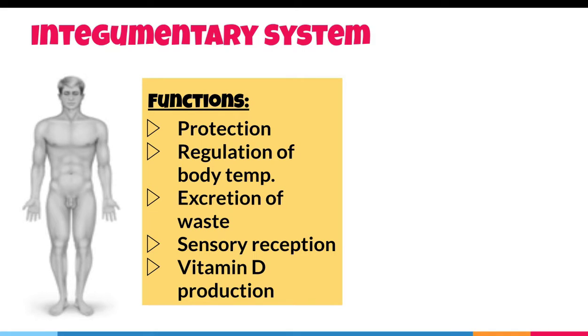The first is protection against foreign invaders or pathogens, so viruses, bacteria, fungus. The second is regulation of our body temperature, keeping us at the right body temp, 98.6 degrees Fahrenheit. Excretion or removal of waste from our body. Sensory reception, which means like able to feel hot or cold or pain. And then lastly, vitamin D production, which is important for other cellular processes.